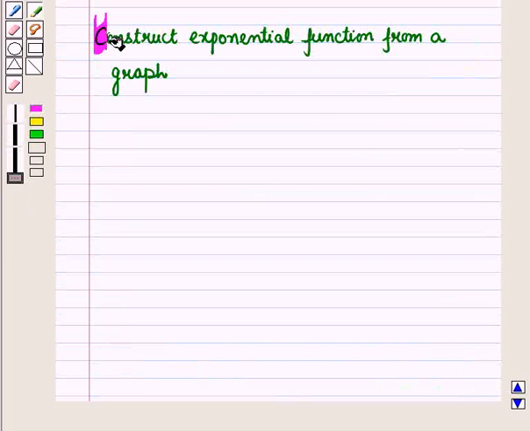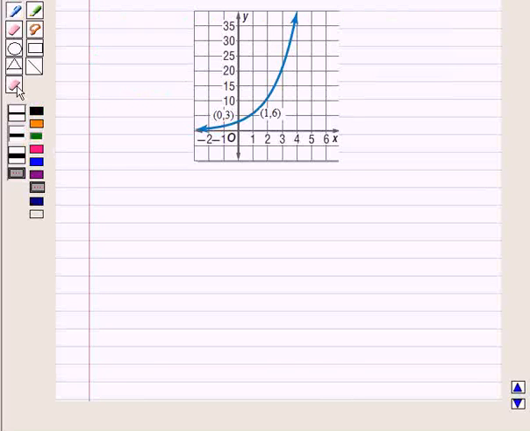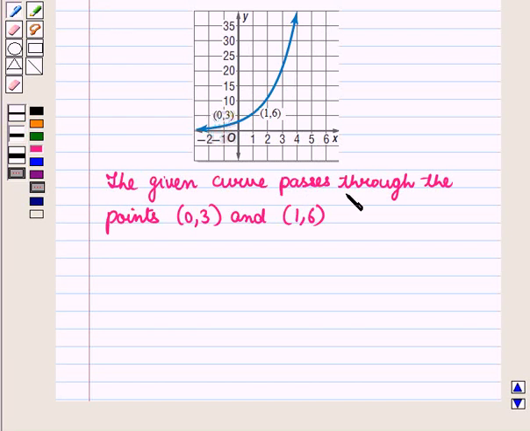Now, let us learn how to construct exponential function from a graph. Suppose we are given a graph of an exponential function that passes through the points 0, 3 and 1, 6. Now, we have to write the exponential function of the form y is equal to a into b raised to power x. The given curve passes through the points 0, 3 and 1, 6.